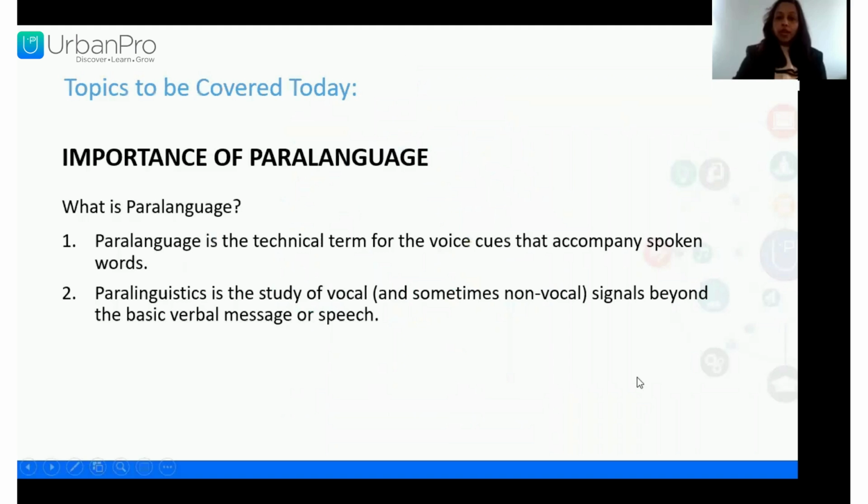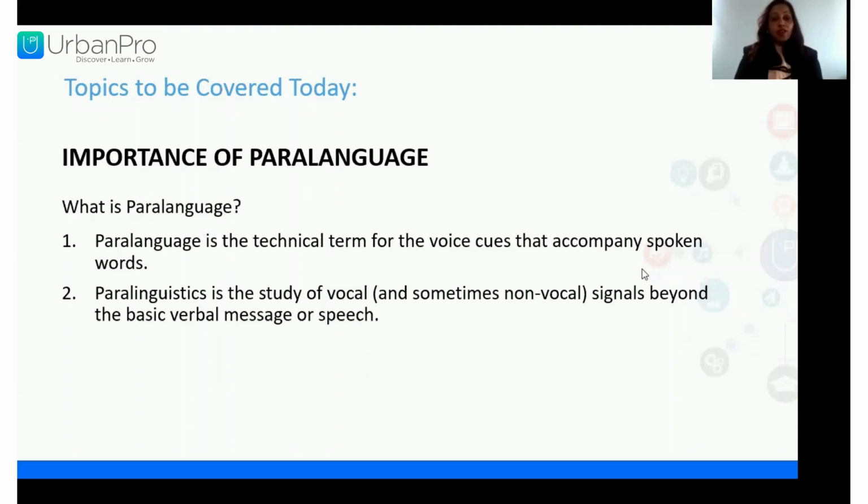As I told you, today's session is about paralanguage. Now let's first see what is paralanguage. Paralanguage is the technical term for the vocal cues that accompany spoken words. As I already told you, it's not just the presentation which you are sharing with the public. It's also how you are doing the presentation. What is the importance of your spoken words? What is the importance of your body language when you are doing the presentation?